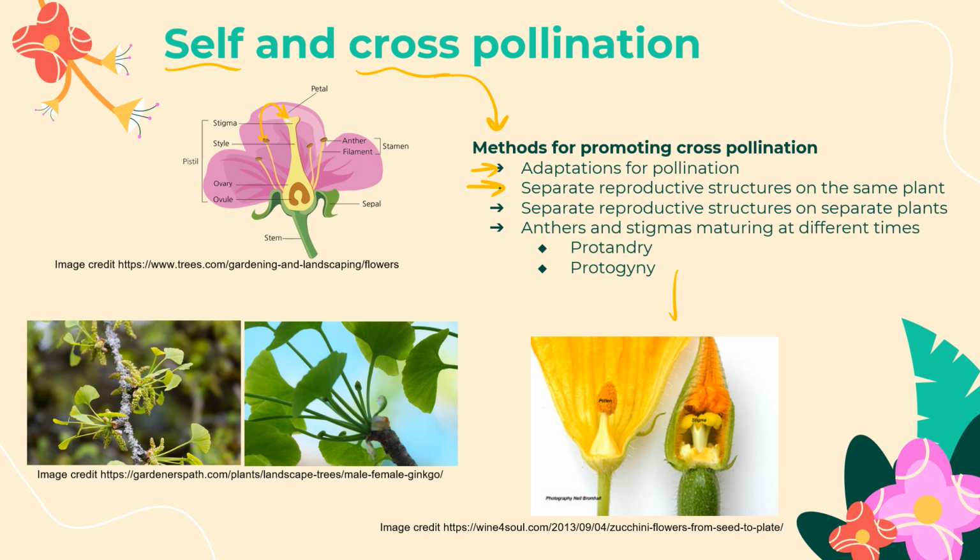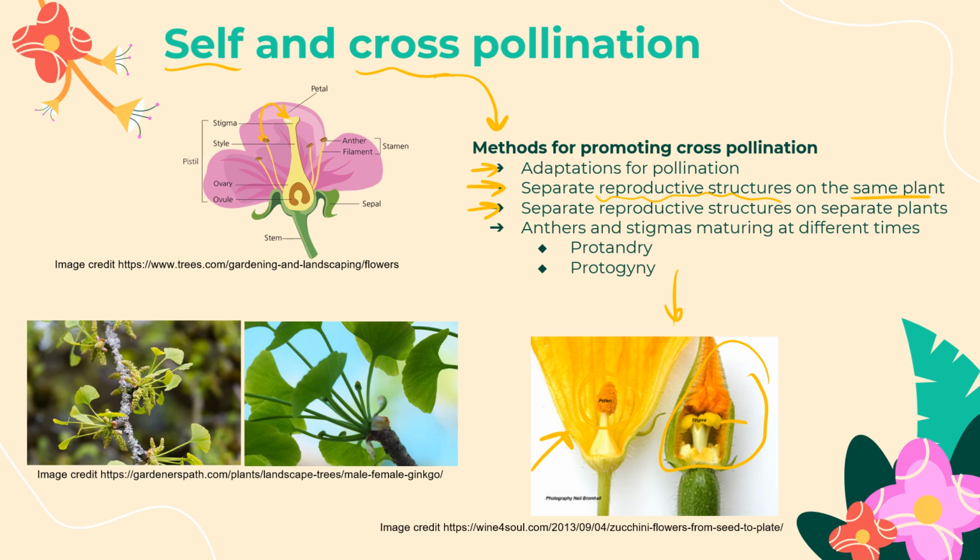So here we have flowers from a zucchini plant. Here we have the pollen grains on the male flower, and this entirely separate flower has the stigma and the style and the ovaries. So we can have same plant, separate flowers, we can move the stamen and the stigmas away from each other. We can take things one step further and actually have entirely separate plants.